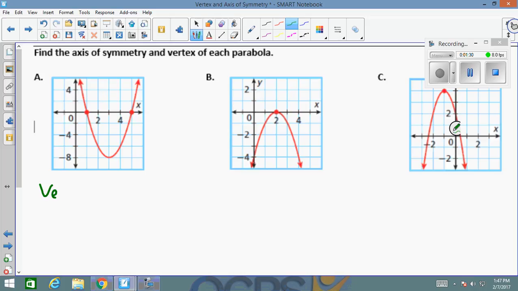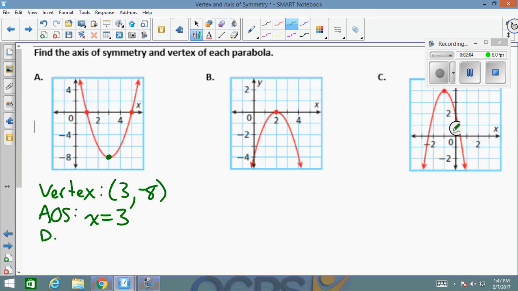We're going to start with our vertex. So the vertex is the top or bottommost point of our graph. So it's at the very, very bottom of that red graph. Okay, the ordered pair would be x, it would be 3, because you go 1, 2, 3 along the x-axis. -8 would be my y. Okay, the axis of symmetry is always going to be x equals, and it's always the number that's the x-coordinate of our vertex. So in this case, it would be x equals 3, because the x-coordinate of our vertex is 3. Okay, our domain is always all real numbers.